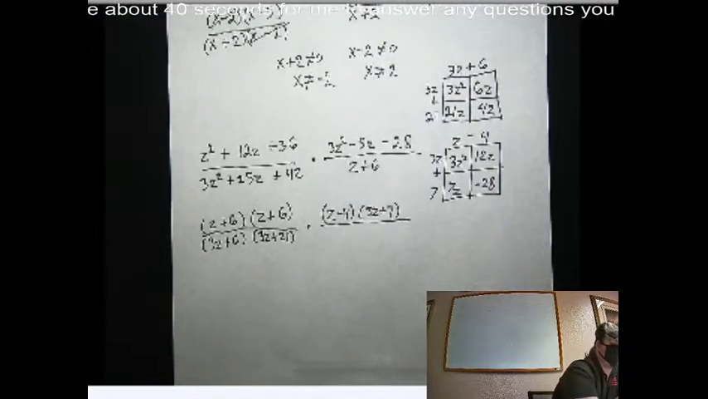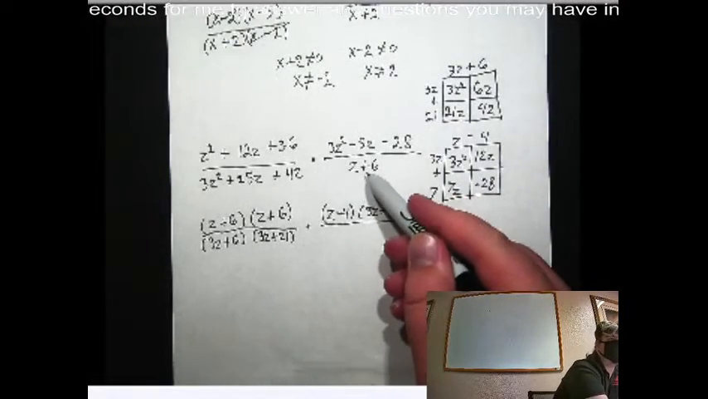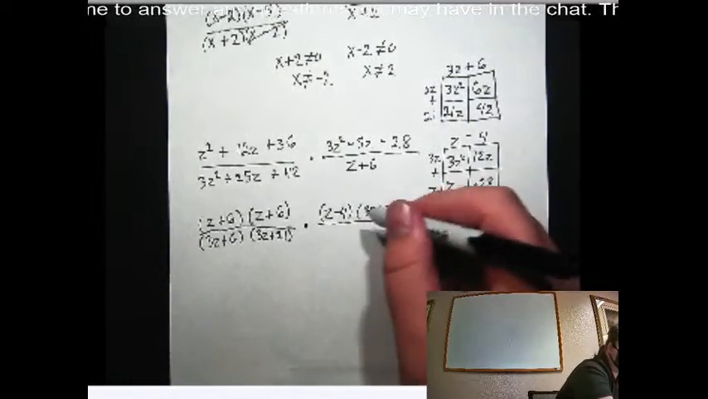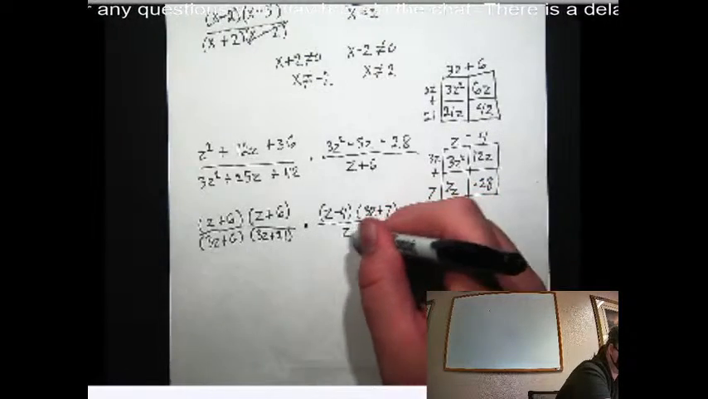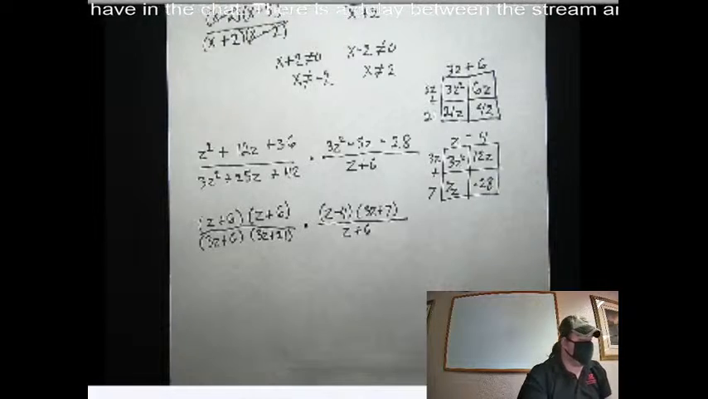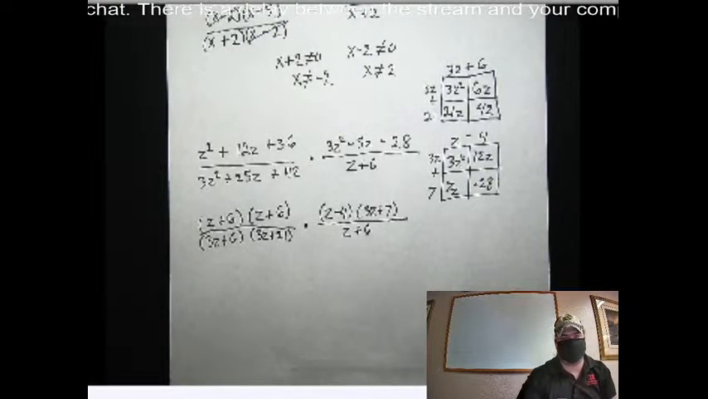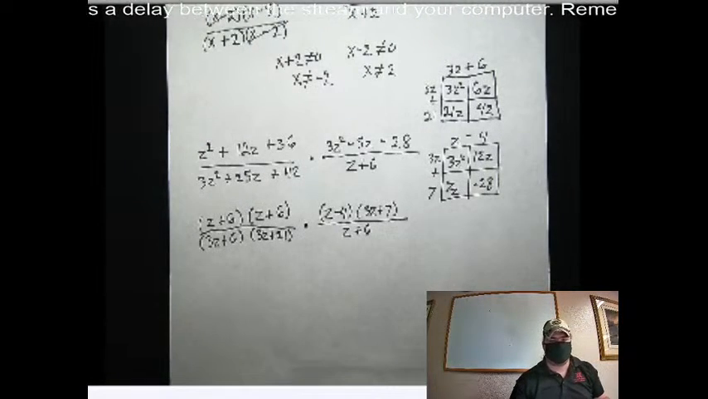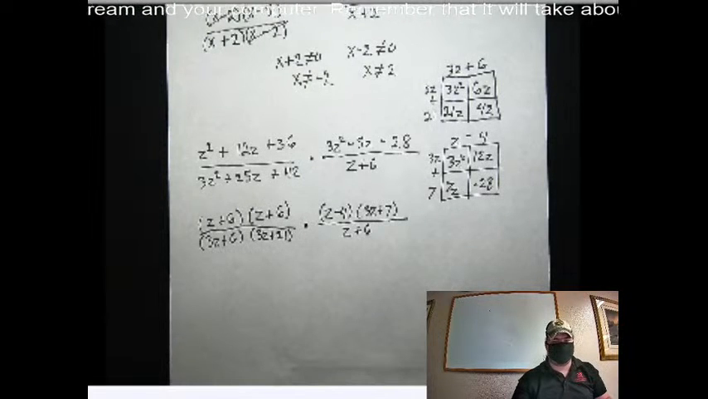All right. And then, of course, like we said, this one can't factor, so it's just going to drop down. So, do we have anything common between top and bottom? What do we have? z plus 6, yeah.